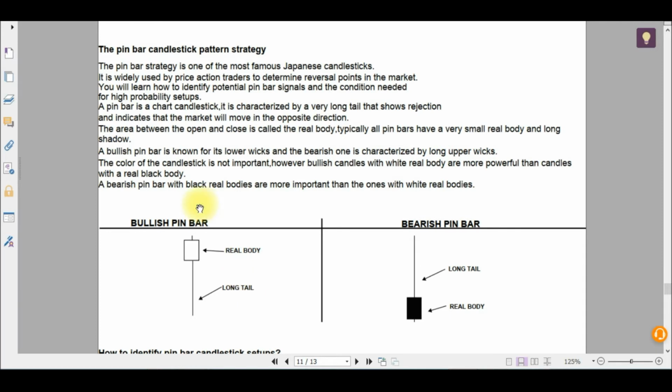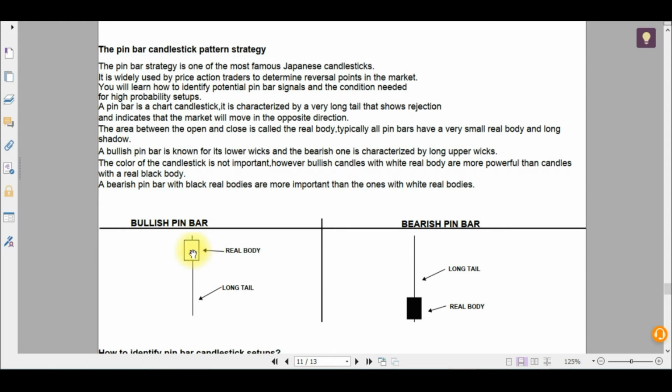The color of the candlesticks is not that important. However, it is important to know that bullish candles with a white real body are more powerful than candles with a black real body. Meaning that depending on your colors for the bullish candle, if this candle has a bullish real body, it's more powerful than when this body is bearish, the color of the bearish candlesticks on your chart.